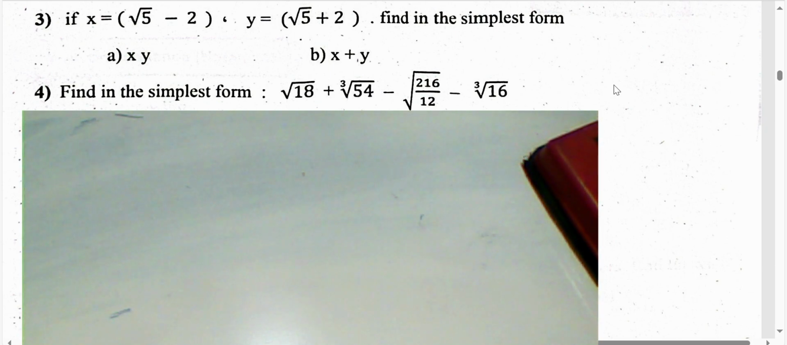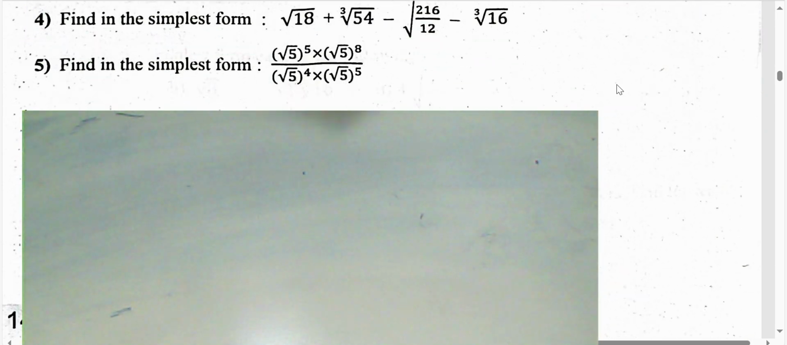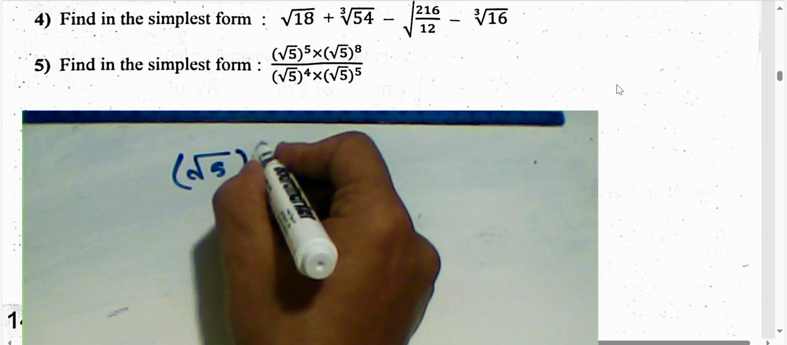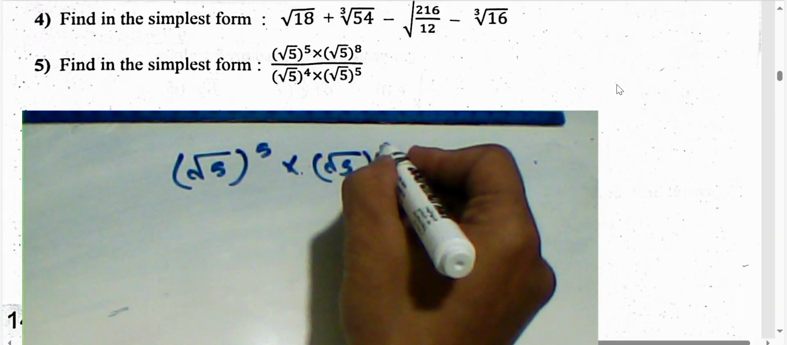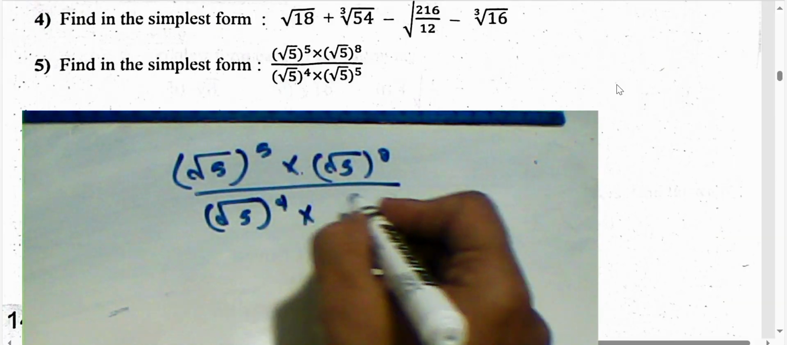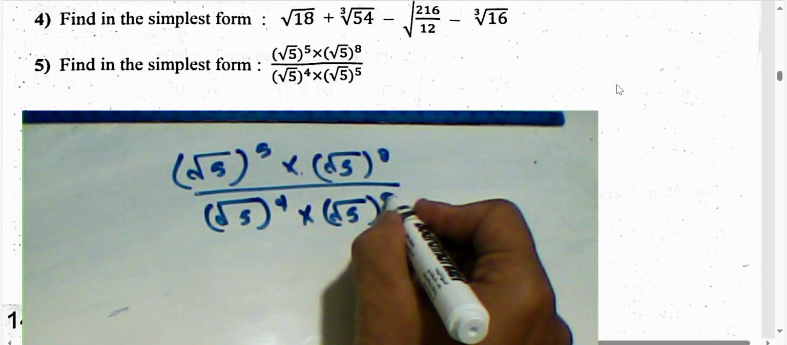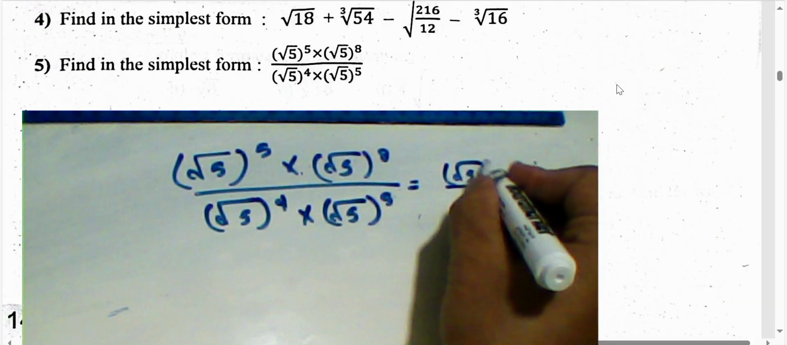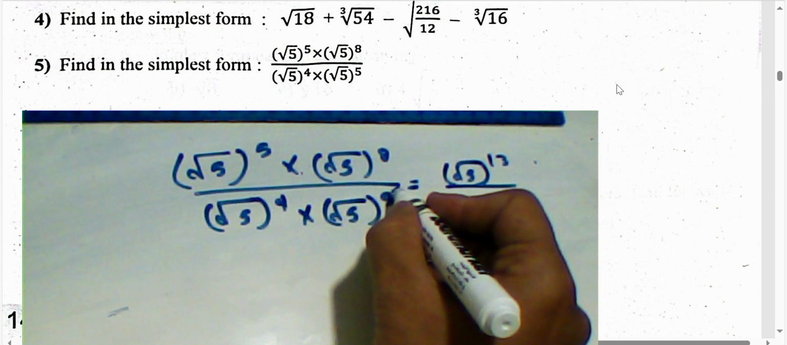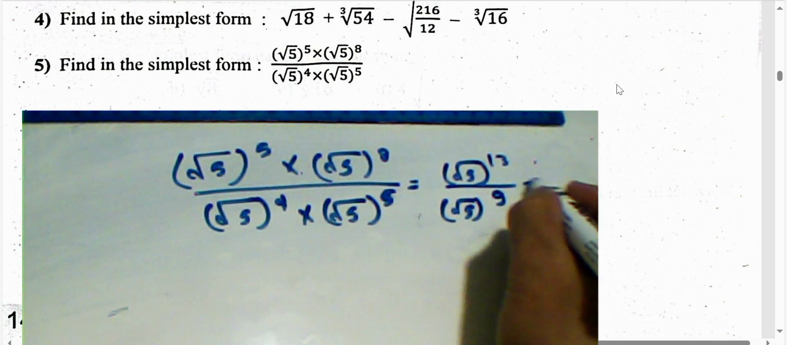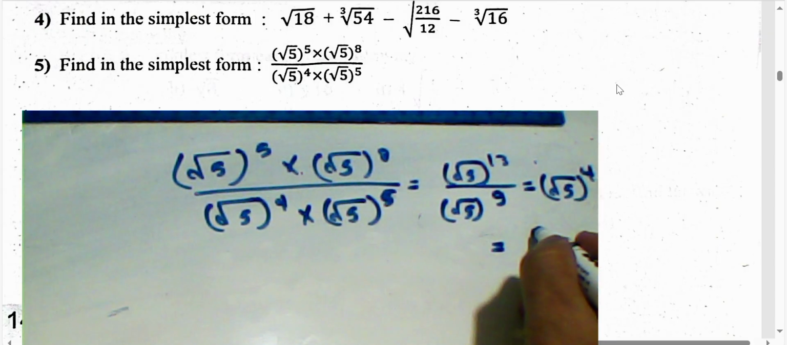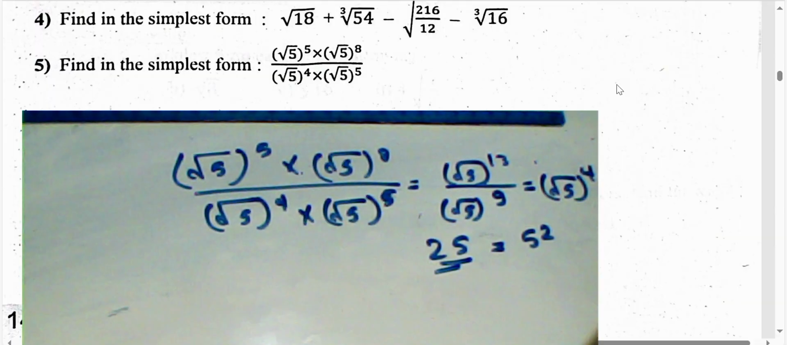Next question. Find the result. Square root of 5 all power 5 product by square root of 5 power 8 over square root of 5 power 4 product by square root of 5 all power 5. Here we can write square root of 5 and 8 power 5 plus 8 is 13. Square root of 5 and 4 plus 5 equals 9. And then we can write square root of 5 and 13 minus 9 equals 4. Root 5 power 4 will be 5 power 2, and 5 power 2 equals 25.